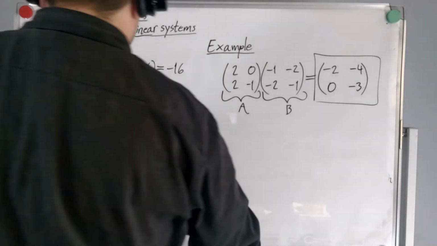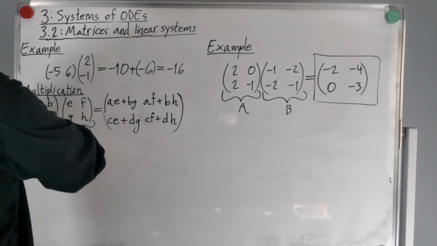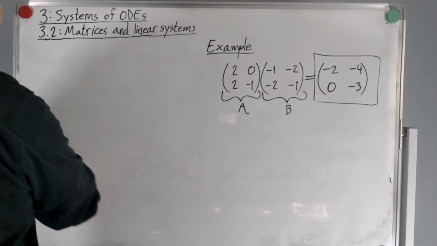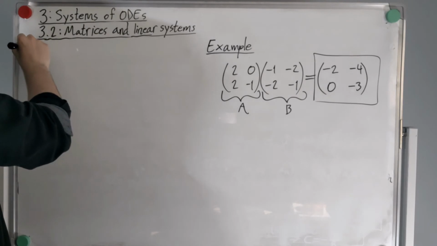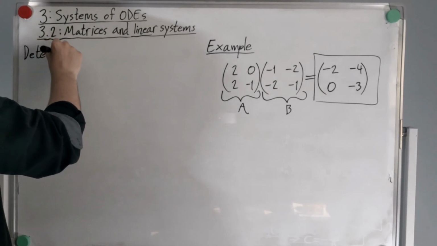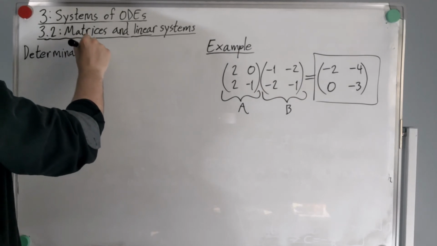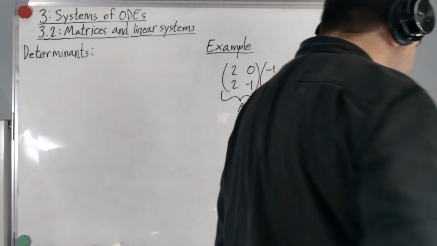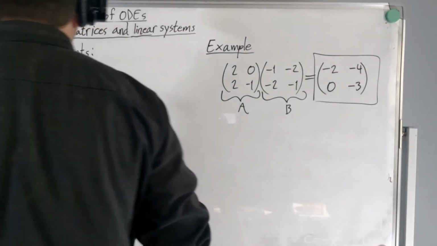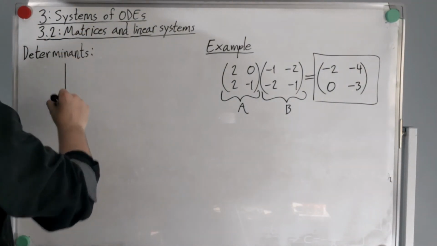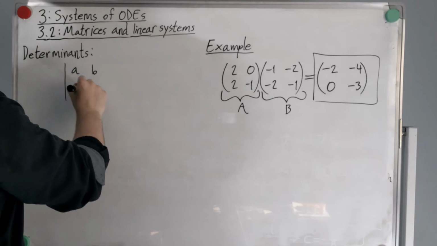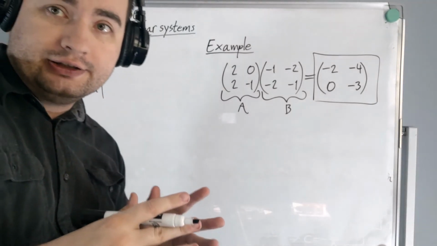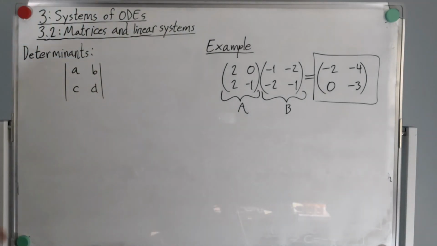So there's just one thing left to say. It's about determinants. We've already discussed determinants in the context of Wronskians. In general, we can talk about determinants of any square matrix. By square matrix, I mean it has the same number of rows and columns. So like this, we can take the determinant of this 2x2 matrix.